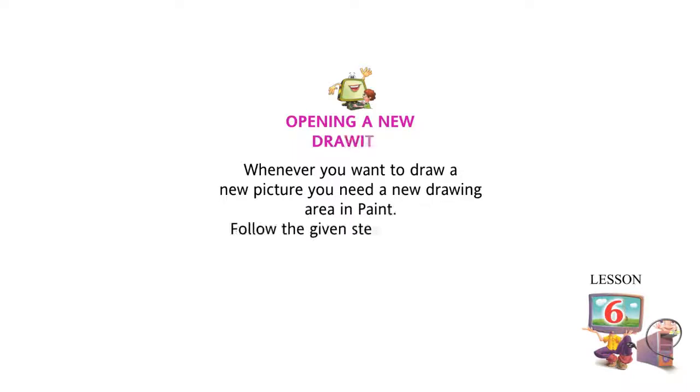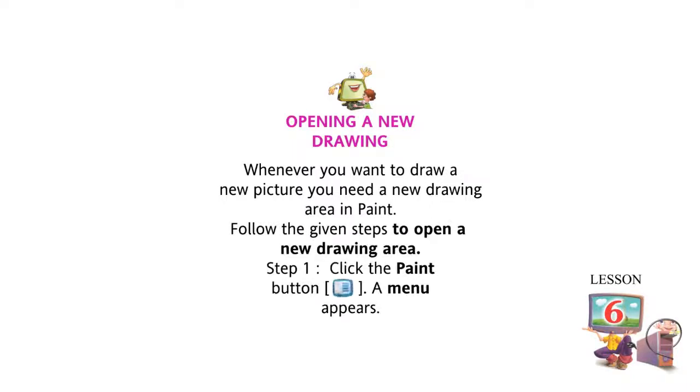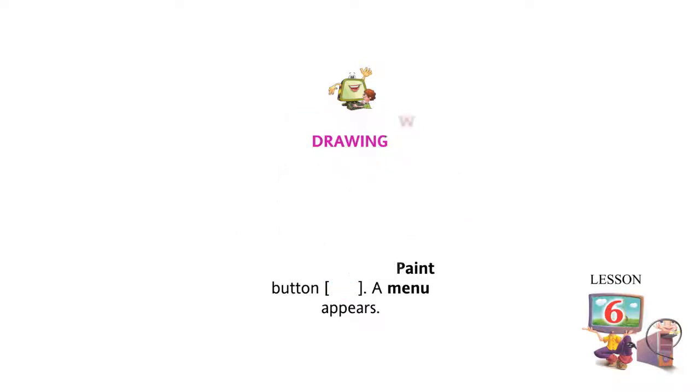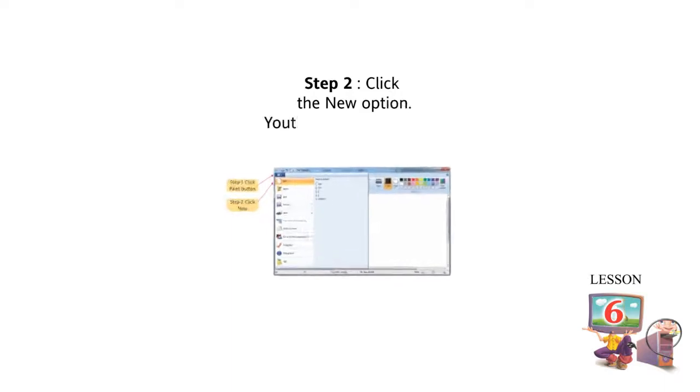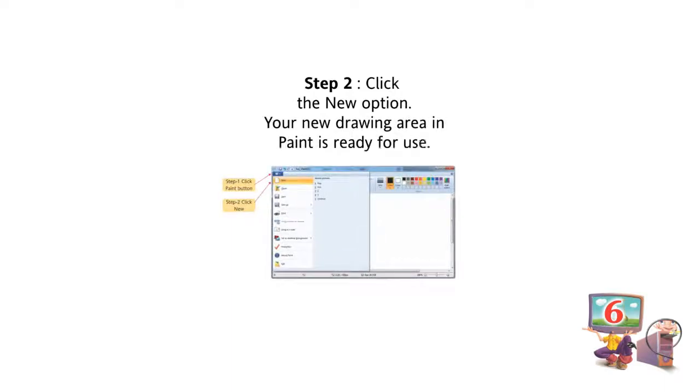Opening a new drawing. Whenever you want to draw a new picture, you need a new drawing area in Paint. Follow the given steps to open a new drawing area. Step 1. Click the Paint button. A menu appears. Step 2. Click the New option. Your new drawing area in Paint is ready for use.